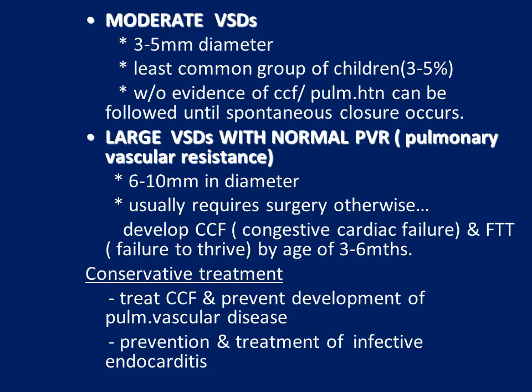Large VSDs with normal PVR, pulmonary vascular resistance, 6 to 10 mm in diameter. Usually requires surgery; otherwise they develop CCF, congestive cardiac failure, and FTT, failure to thrive, by the age of 3 to 6 months. Conservative treatment: treat CCF and prevent development of pulmonary vascular disease. Prevention and treatment of infective endocarditis.